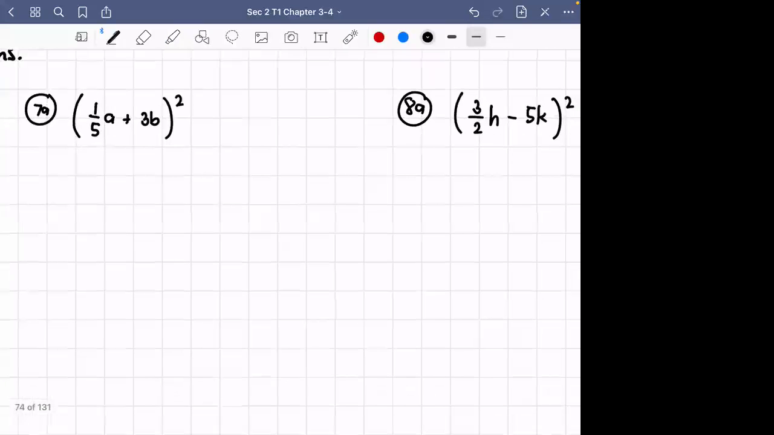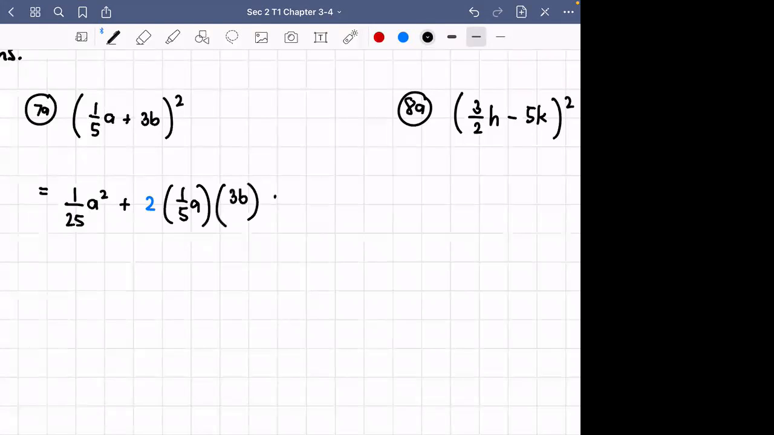For 7a, we square this one, right? What is the square of 1/5 a? 1/5 times 1/5 is 1 over 25, and a times a is a squared. Since this is plus, our first sign is plus, and then it's always times 2 of 1/5 a and 3b. And then plus the square of 3b, which is 9b squared.